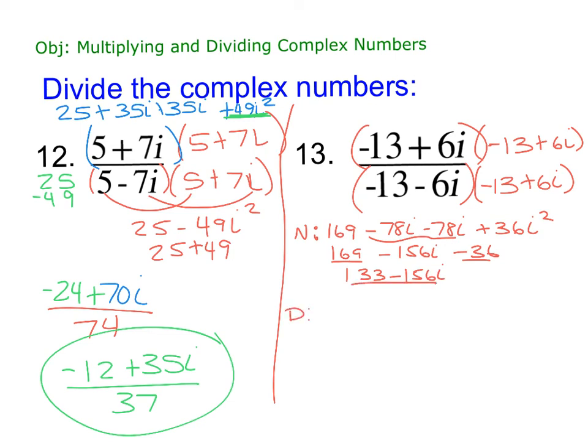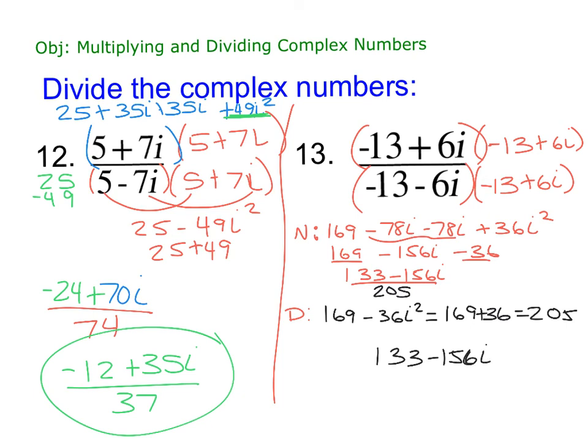And then my denominator, I'm going to FOIL that out. 169 minus 36i squared, which is 169 plus 36, 205. Let me just check my calculator. 169 plus 36, 205. And I don't think you can simplify that. So 133 minus 156i all over 205. That's it.